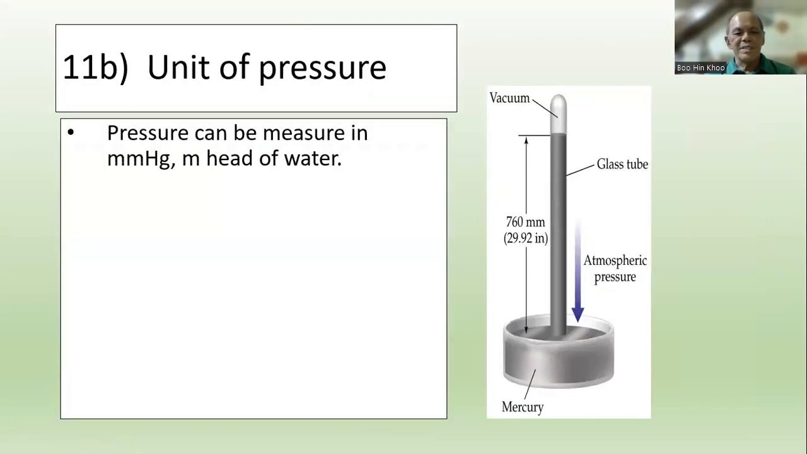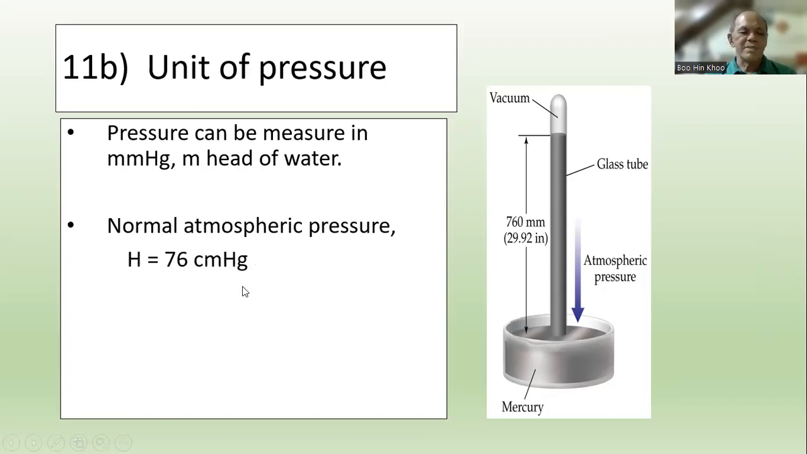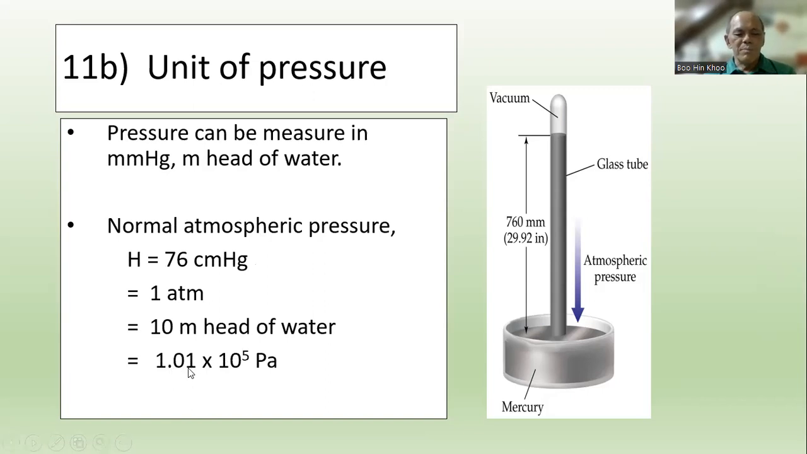Pressure can be measured in millimeter of mercury or meter head of water. Head of water is just the height of water level. Normal atmospheric pressure is 76 cm mercury. That's called 1 atmosphere, or approximately 10 meter head of water, or 1.01 times 10 to the power 5 Pascal. That one you need to remember. Atmospheric pressure is 1 times 10 to the power 5 Pascal.